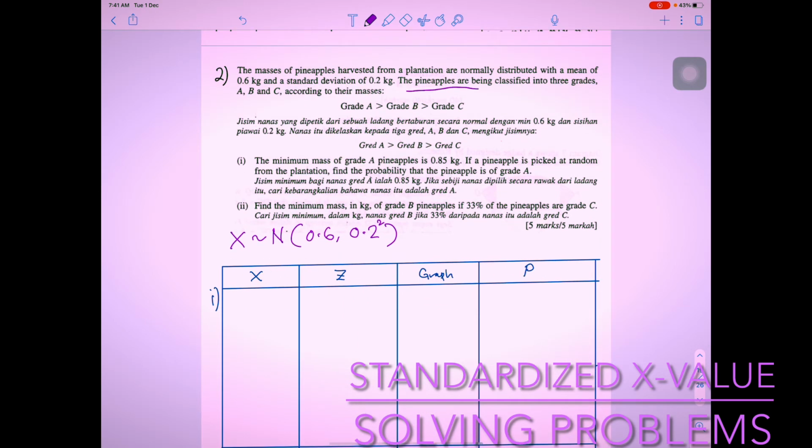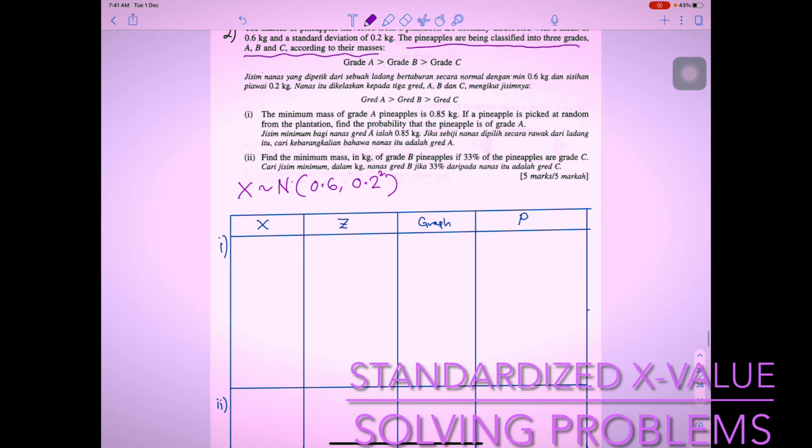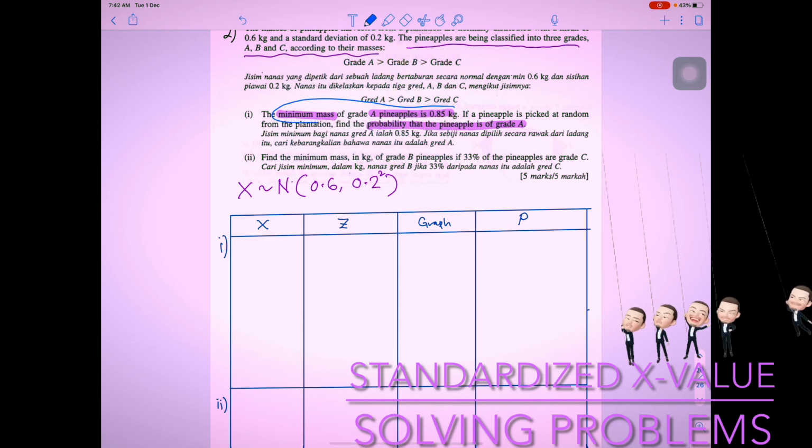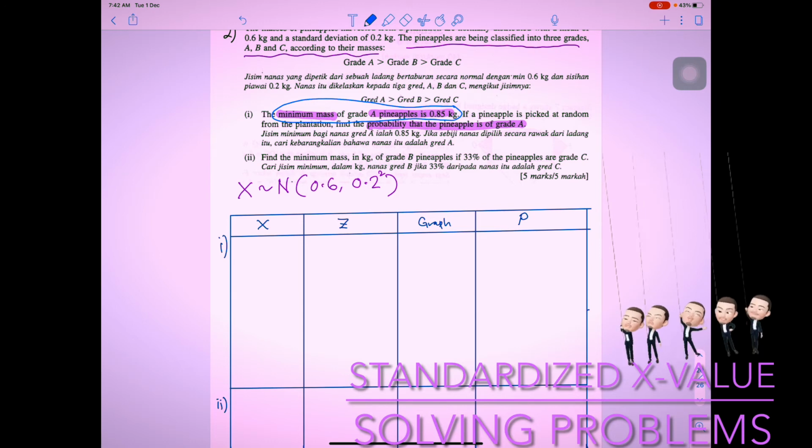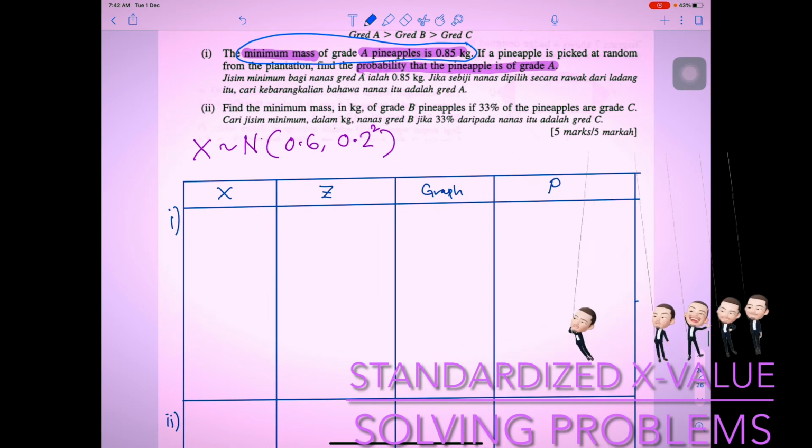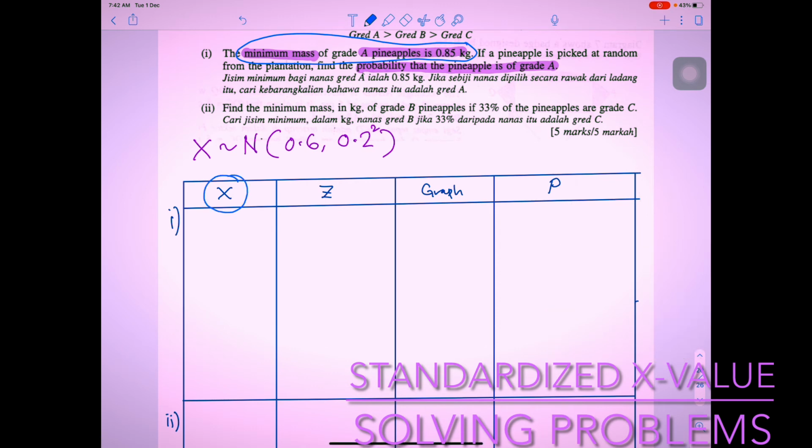Alright, and then what do we do? The pineapples are being classified into 3 grades, A, B, C, according to their mass. Grade A is greater than grade B, which is greater than grade C. The question: the minimum mass of a grade A pineapple is 0.85. If a pineapple is picked at random from the plantation, find the probability that the pineapple is of grade A. From here, we know that the information given starts from X, because of the minimum. So X is greater than or equal to 0.85.